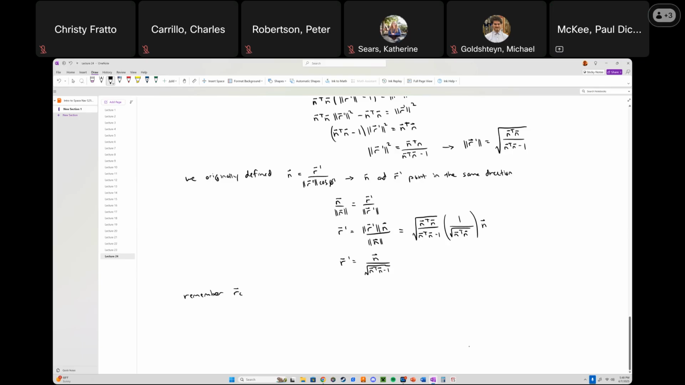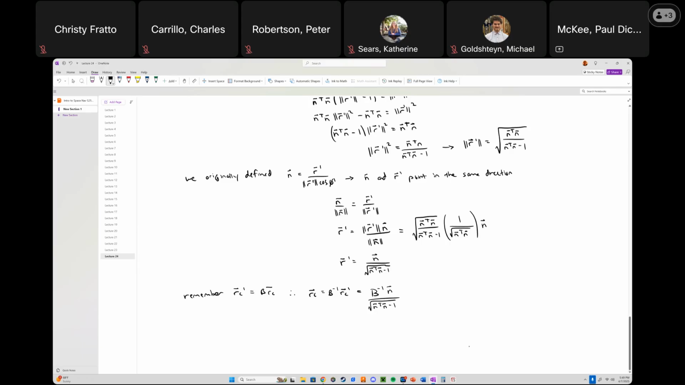So for now, all the dominoes are in place, because remember that RC prime is just B RC, and RC is what we're really after. So this means that RC is B inverse RC prime. But we just said that r prime is this n over square root n transpose n minus 1. So that means that the actual answer to our question, the position of the planet in the camera frame, is the matrix B inverse times the vector n over square root n transpose n minus 1. Okay?